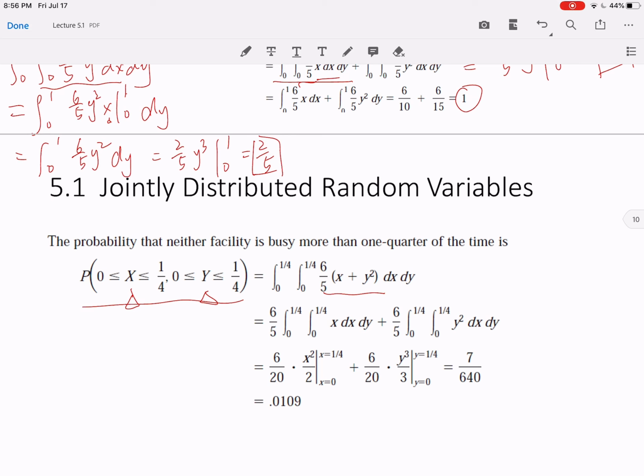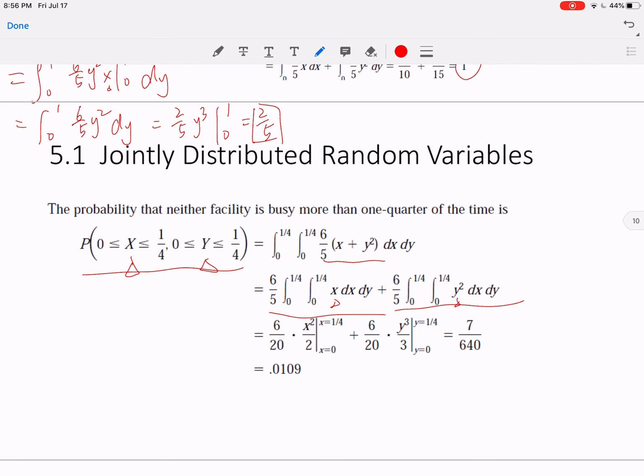And of course, you can just go ahead and split it into two parts based on the additive property. So that would be the double integration of x plus the double integration of y squared. All right. So let's take a look at how to do this integral over here.